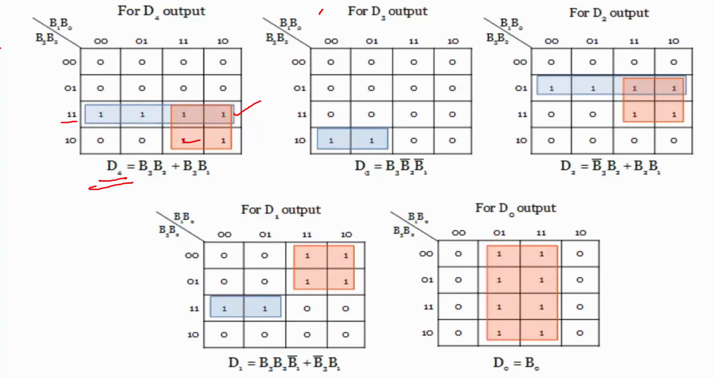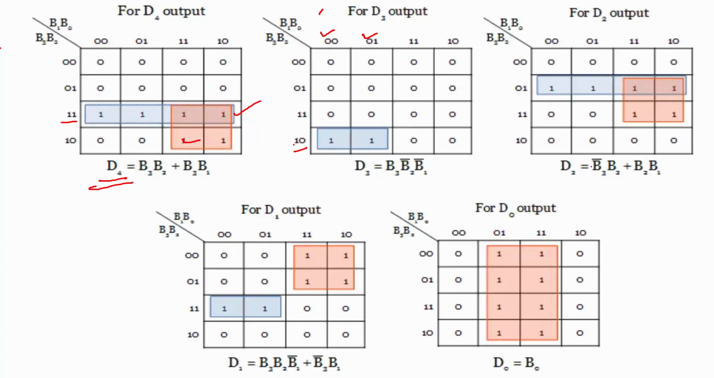Similarly for this D3, this is the only possible group here and the common terms are this and, column wise, B1 with value 0. So the simplified expression for D3 is B3, B2 complement, B1 complement. B2 complement means B2 with value 0 is common, B1 with value 0 is common. And B3 in its original form, here it is B3 with value 1.